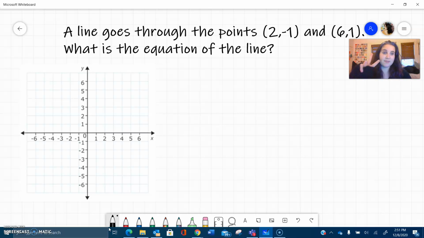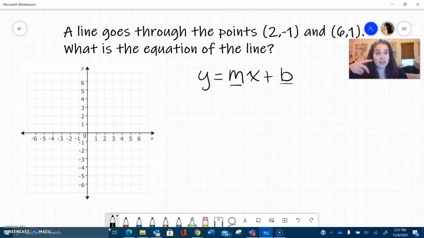There are 2 pieces of information that we need in order to write the equation of a line. We need to know the slope, and we need to know the y-intercept. So we need to find the m and the b in our y equals mx plus b. We're going to do this in 2 different ways. The first way is by a graph, and then the second way will be algebraically. So we'll be solving an equation.